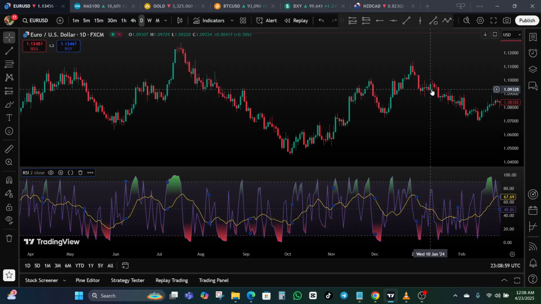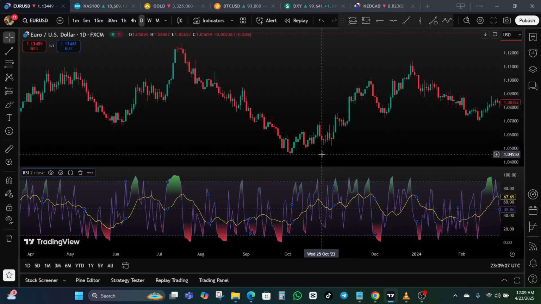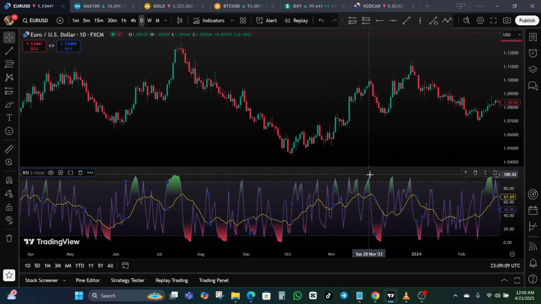After you have applied RSI-2 to your daily chart, ensure that you change the settings. Your overbought should be at 90, oversold should be at 10. For long entries, you wait for the RSI-2 to drop below 10. For short entries, you wait for the RSI-2 to go above 90. Sounds simple, right? But that is just the surface.